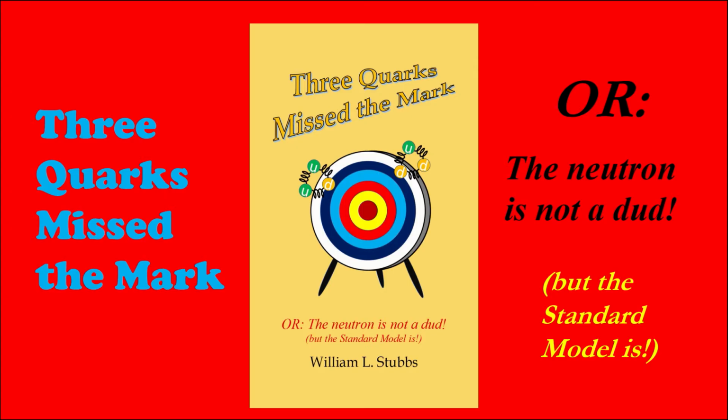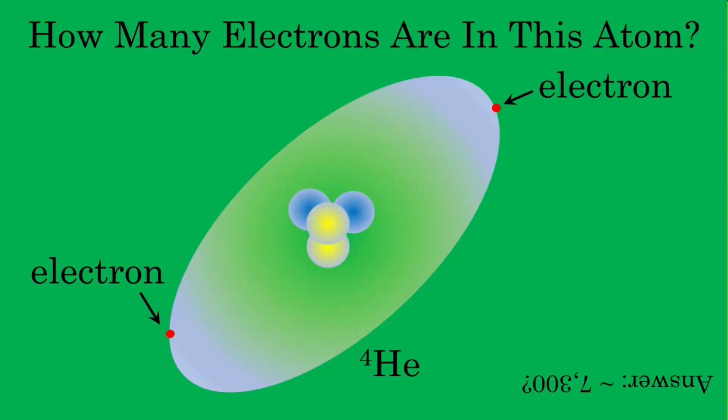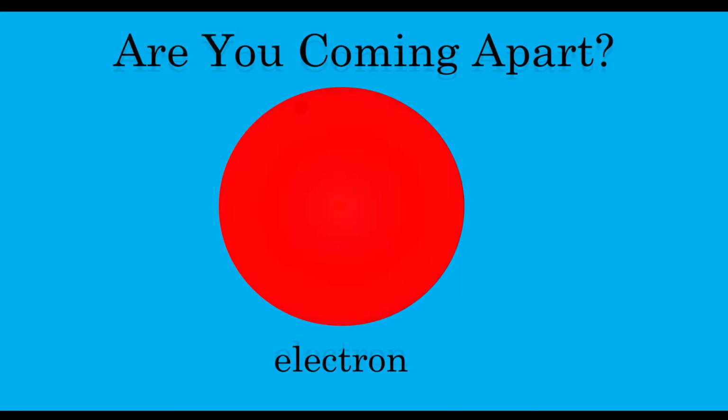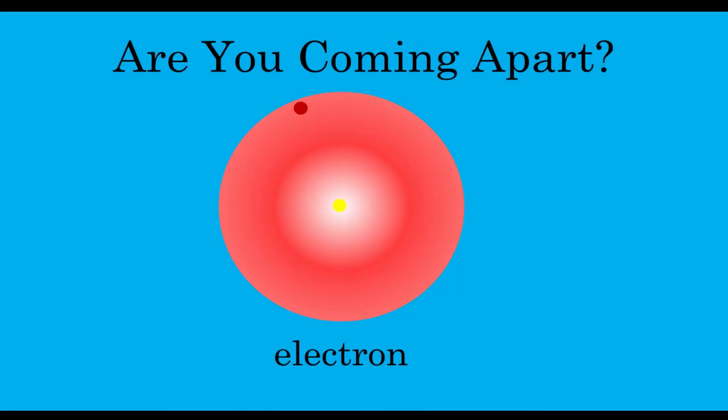In this video, I continue discussing the contents of my book, Three Quarks Missed the Mark, by showing that there are two types of electrons, one we know of and one hidden in plain sight, and that the electron we know of is not a fundamental particle. Let's begin.